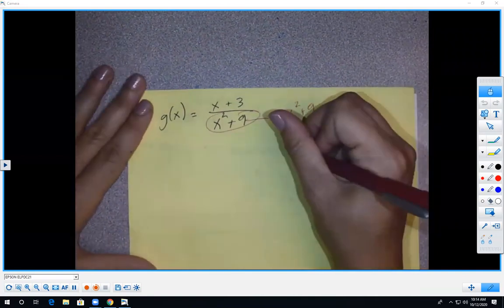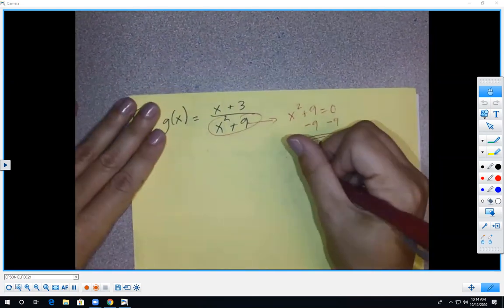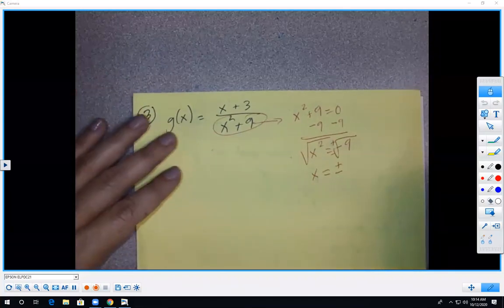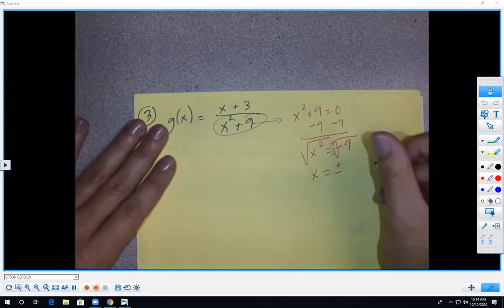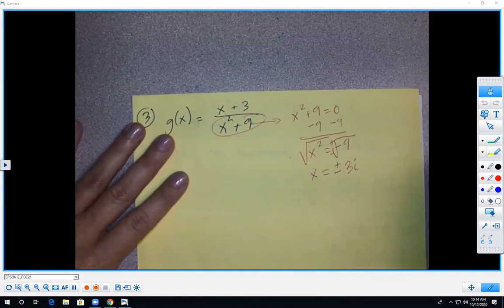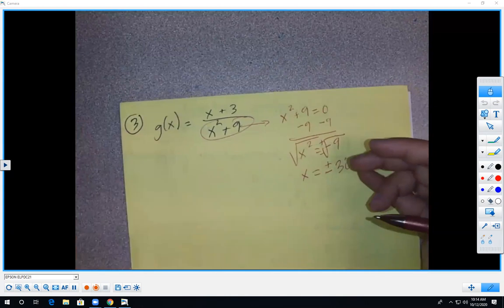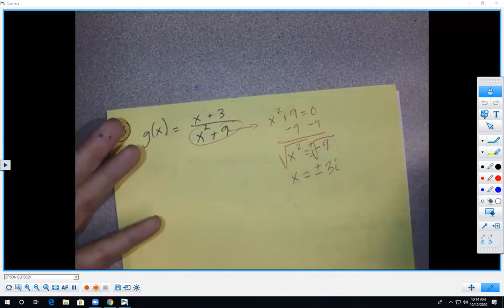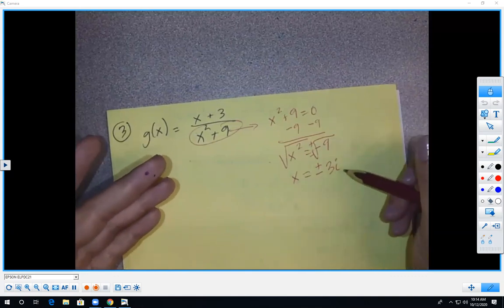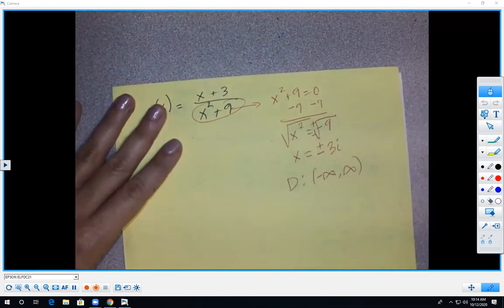So then we're going to take the square root of both sides. Don't forget your plus or minus. So I get x equals plus or minus, what's the square root of -9? 3i. So positive 3i and negative 3i. Okay, so I do technically have restrictions to my domain, but they're imaginary restrictions. So do you have any numbers that you can't have here? Any real numbers you can't have? No, there was only like imaginary numbers you can't have. So your domain here is negative infinity to positive infinity.